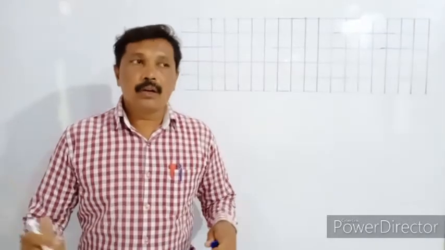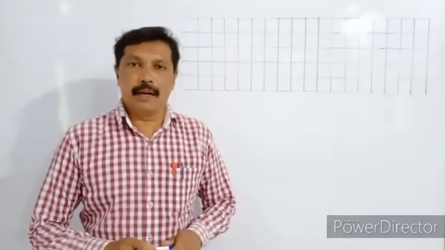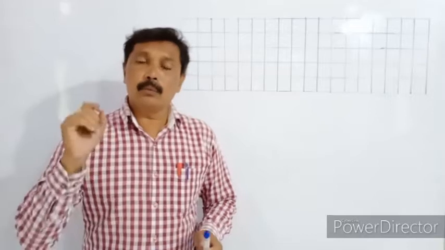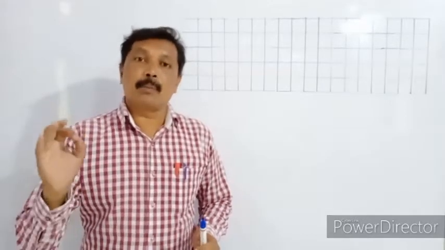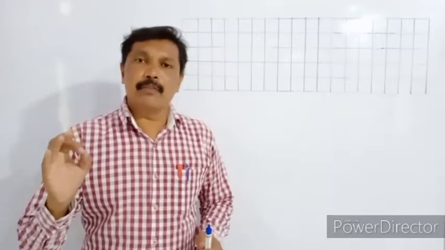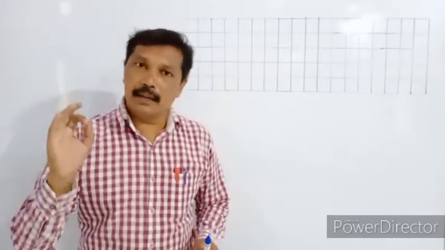Welcome back, students. Today we are going to study the modern periodic table. According to the modern periodic law, the chemical and physical properties of an element are a periodic function of its atomic number.